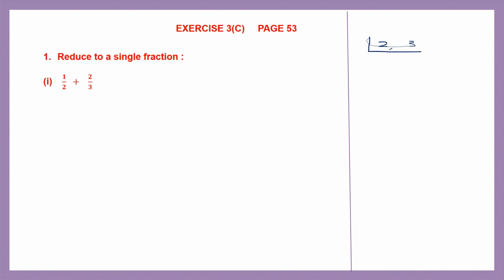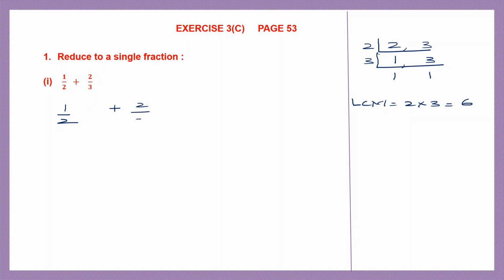So we begin with 2. 2 ones are 2 and then we bring down 3 and then we continue with 3, 1 and 1. So LCM will be 2 into 3. 2 into 3, 2 3s are 6. So this is our LCM. So let's write down this question first. 1 by 2 plus 2 by 3. Now our LCM is 6. So you're going to use 6 as a common denominator now.